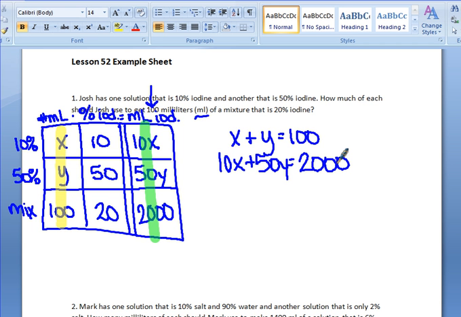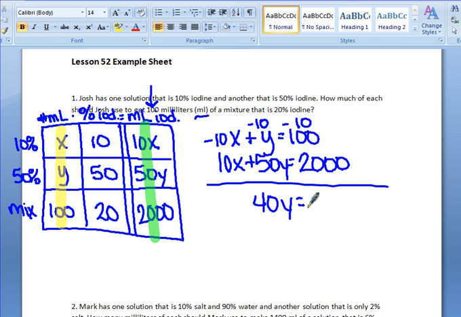Okay, when we have two equations with two unknowns, how do we go about solving them? Either substitution or elimination. In this case, I'm going to go ahead and use elimination. I'm going to multiply the entire top by -10. All right, so that would be 40Y equals 1,000. Divide both sides by 40. Y is going to be 25.